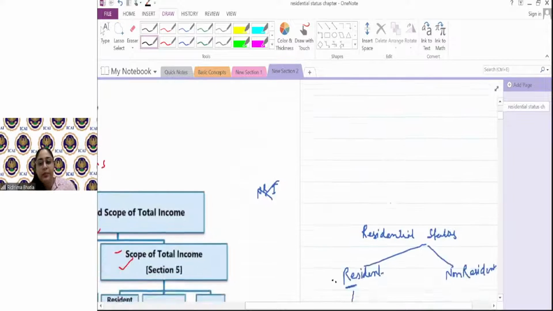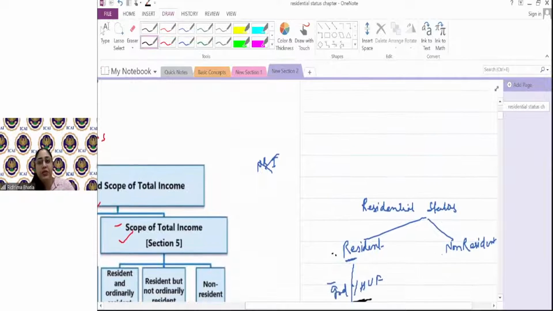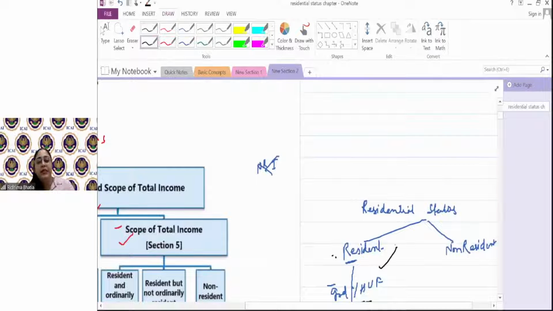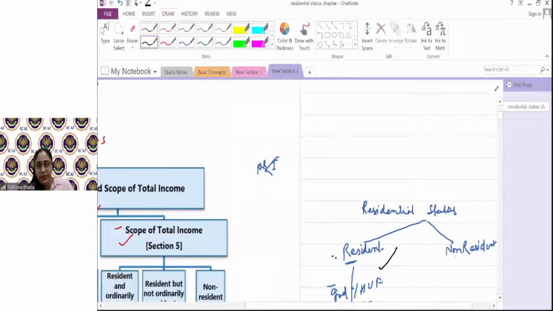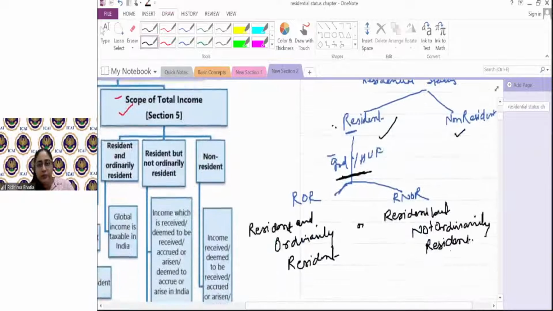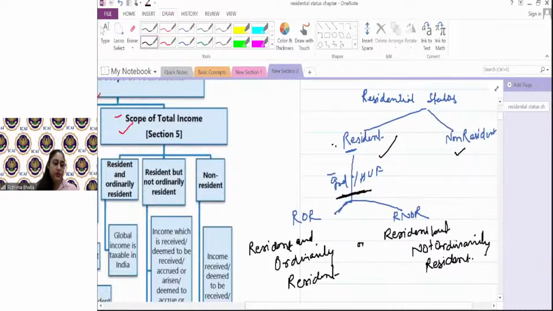But for others, that is companies, LLPs, AOPs, BOIs, they are either resident in India or non-resident in India. Okay. ये terms धीरे धीरे समझना is very critical.